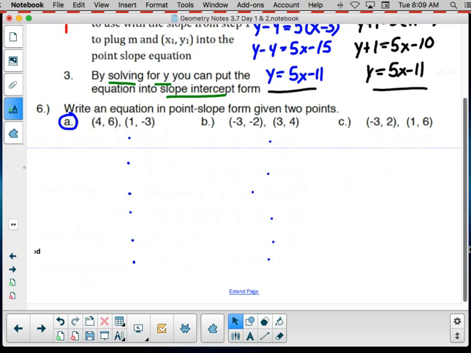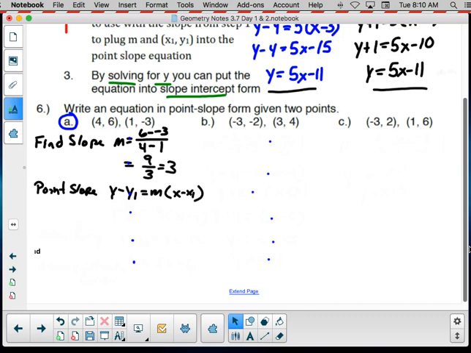Welcome back. Okay, so we got 6A, write an equation in point slope form given 2 points. First thing I got to do is find slope. Okay, so I've got 6, 4, -3, 1. I find their difference, and my slope 9/3 becomes 3. Now I pick one of the points. I don't care which one. I'm going to pick 4, 6 because that was the first one. It's also got no negatives to deal with. 4 goes in the x, 6 goes in the y, and then 3 goes in, and I'm done.